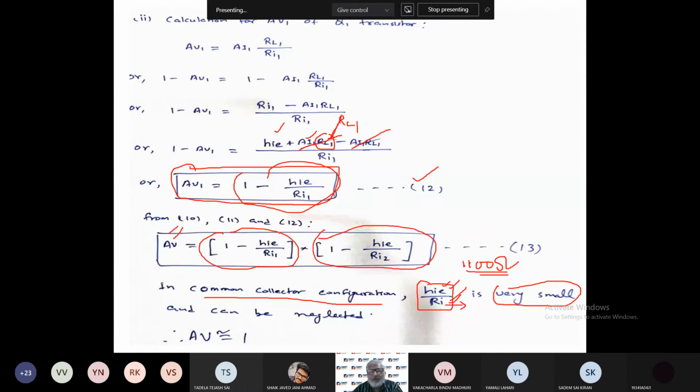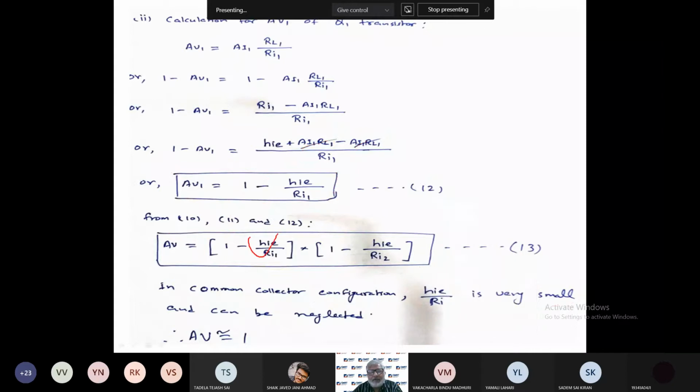So if this term is very small, then you can neglect this term. You can neglect this term. So we get only this 1 multiplied by 1. So we are getting voltage gain approximately 1. So for a Darlington pair, voltage gain is approximately equal to 1. Okay.